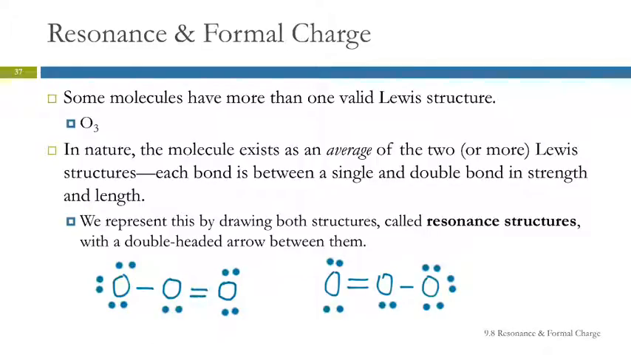When we study this molecule in nature, we can measure the length of these bonds, and what we find is that the bonds between all of the oxygens are actually the same length. We don't have one double and one single. They're equal. They're in between, kind of like a 1.5 bond. So how does that work? Well, Lewis structure can't do this. Lewis structure is the simplest model that's useful, and it can't handle this. So the way we get around it is we draw both possibilities and put a double-headed arrow between them. And these are called resonance structures.